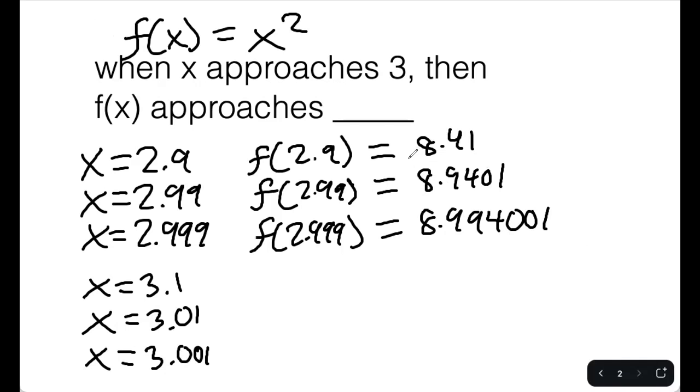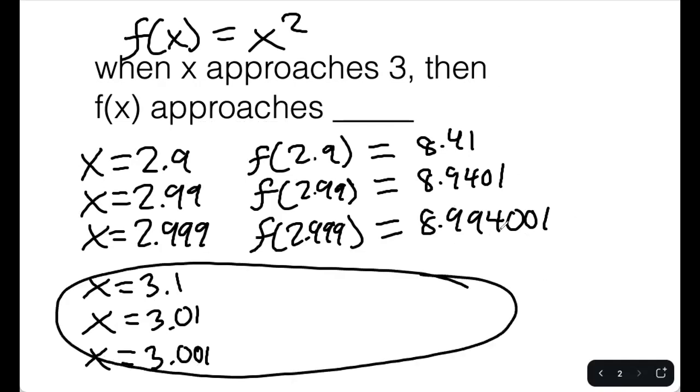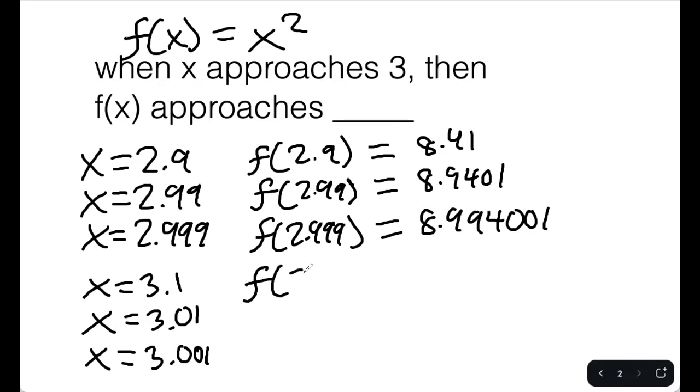It looks like it's approaching 9. I mean, we don't know for sure actually, right? Who knows? Maybe it's approaching 9.00000001. That technically could be true, but we're going to guess that it's 9. And like you said, there's a negative side and a positive side. You can approach 3 from under it, or from above it. So we should also do this one and make sure they match up. They have to match up for the limit to actually exist.